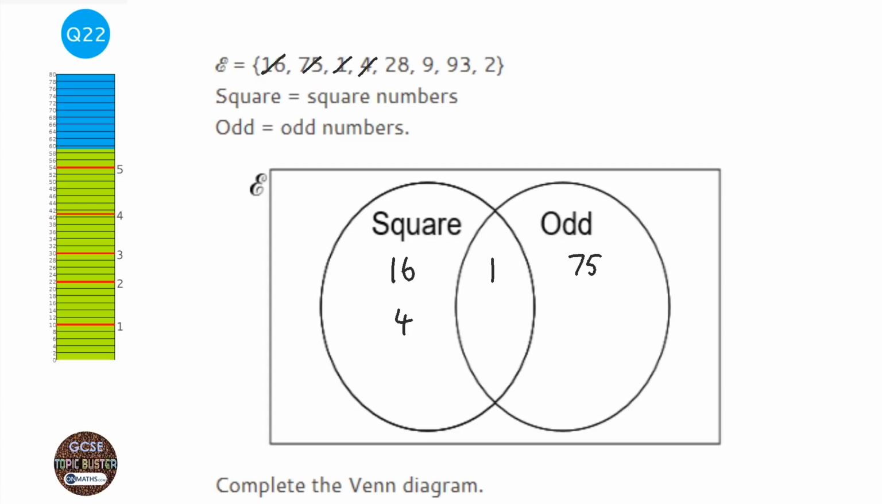28. Now 28 is not a square number and it's not odd, so that's going to go out here. 9 is a square number and it's odd, that's going to go there. 93 is not a square number, but it is odd. And 2 is not a square number or odd, so that's going to go on the outside here. And I like to just add them up, find out how many numbers we've got in our Venn diagram. So 1, 2, 3, 4, 5, 6, 7, 8. And find out how many numbers we should have. 1, 2, 3, 4, 5, 6, 7, 8. So we haven't missed any, because it's quite easy with this type of question to miss a number out.